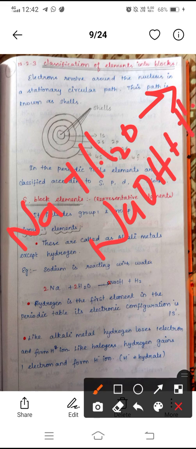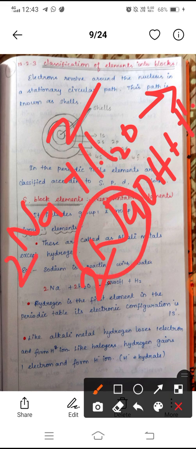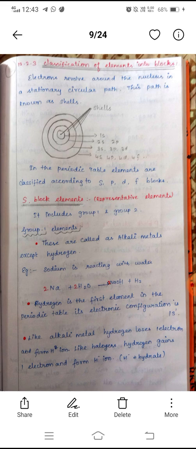NaOH plus H2. To balance the equation, we add 2NaOH and 2Na. While sodium reacts with water, hydrogen is the first element in the periodic table. What is the electronic configuration of hydrogen? 1s. Like an alkali metal, hydrogen loses 1 electron and forms an H+ ion.